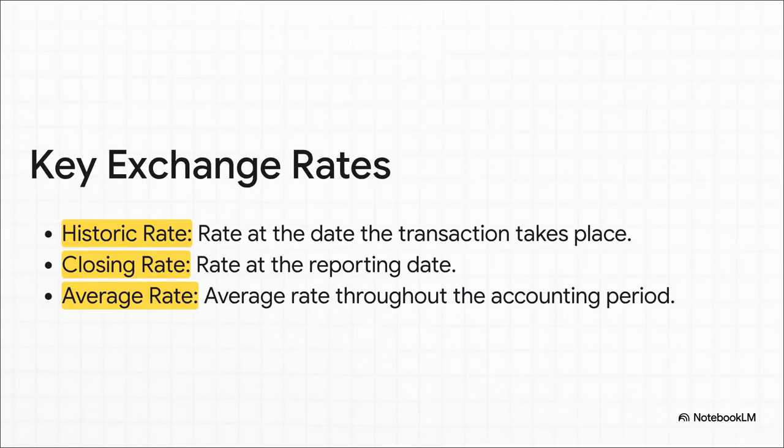And finally, let's quickly cover our key exchange rates. The historic rate is simple. It's the rate on the exact day a transaction happened. The closing rate is the rate at the end of your financial year, the reporting date. And the average rate is, well, it's just an average for the period. For what we're doing today, we're mostly going to focus on the historic and closing rates.